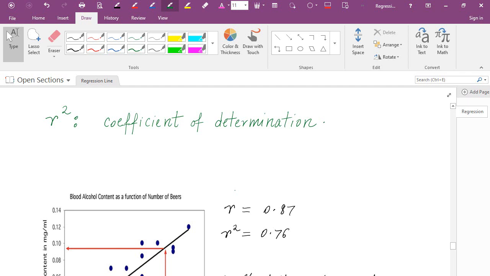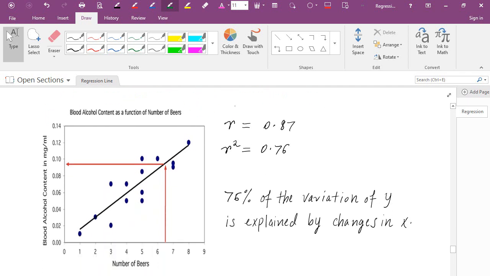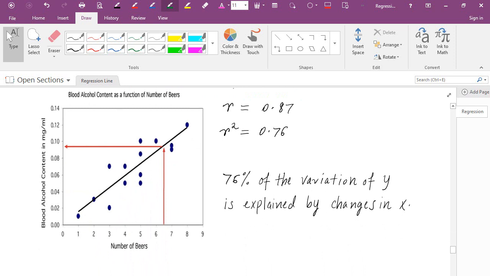Let me explain this using an example again. Let's say we are looking at the number of beers and the blood alcohol level. In this case, let's say that the value of the correlation coefficient R is 0.87, and so R squared is 0.76. So then we can say that 76% of the variation of Y is explained by changes in X.